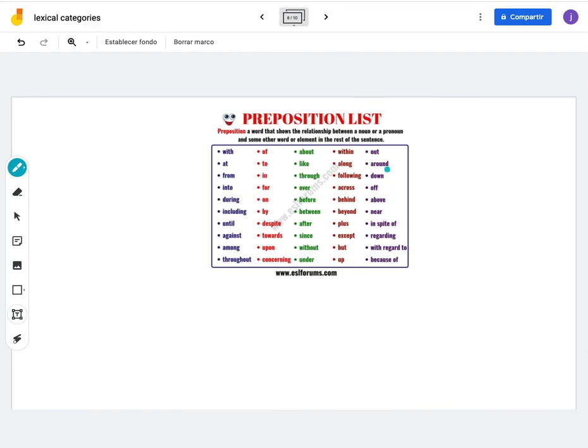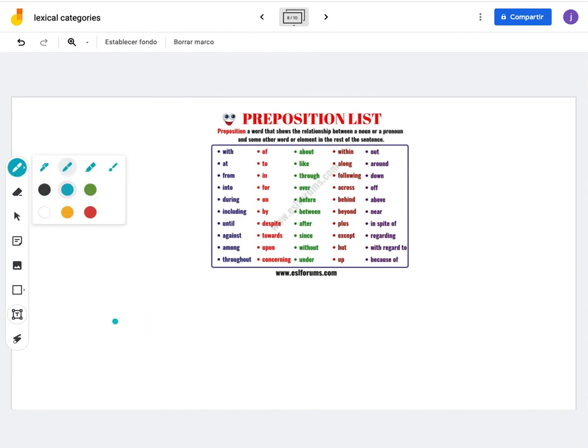Okay, so let's go to the next lexical category. In this case, it's prepositions. The prepositions are words that show the relationships between a noun or a pronoun and some other word or element in the rest of the sentence. Okay, and I'm going to give an example sentence like this.